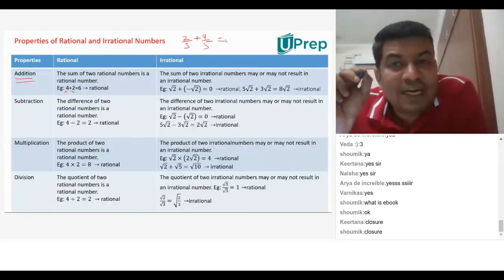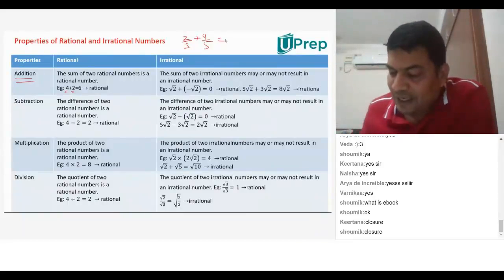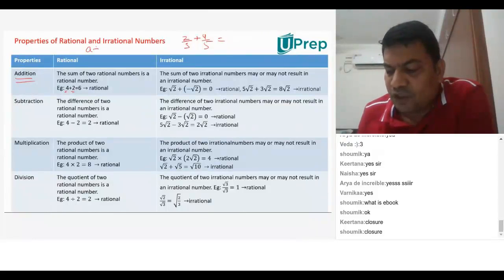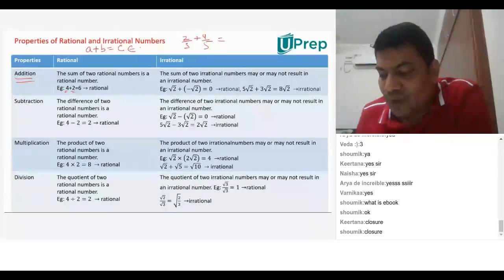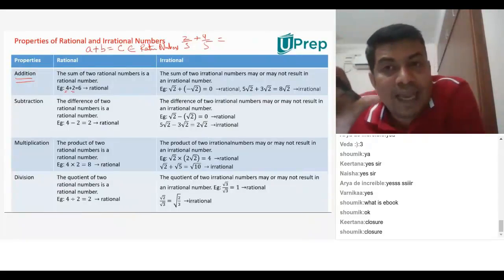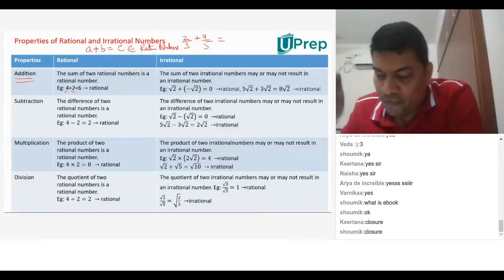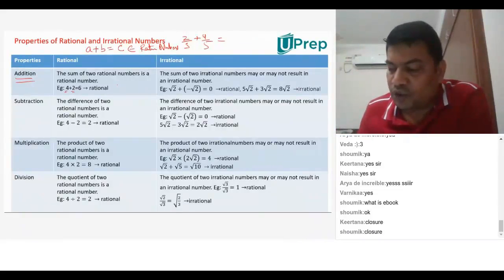It is always about a particular set of numbers. For example, here in this case, we are talking about rational numbers. So we have two rational numbers, let's assume A and B. The sum of those two rational numbers is equal to C, and that C belongs to rational numbers once again. That means they are from the same set. Rational numbers adding up giving rational numbers. Therefore, it satisfies what is called a closure property. We call it closure property.